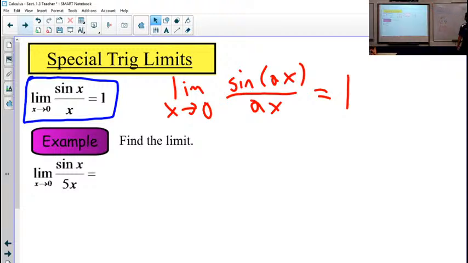Question? Yes, a has to be the same value. So in this case, we can either try to turn this into sine of x over x, or we can try and turn this into sine of 5x over 5x. Well, bad news, we can't really take a 5 and stick it inside the sine of x, so that's going to be more difficult.